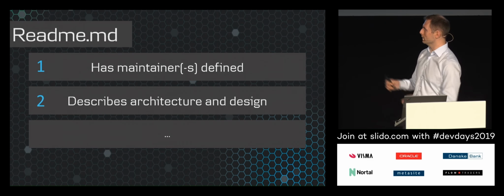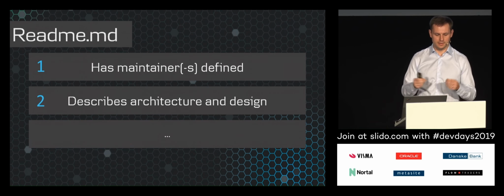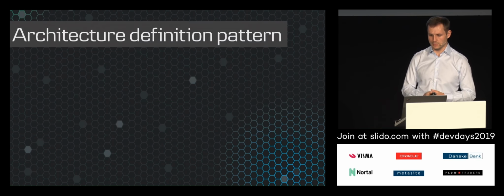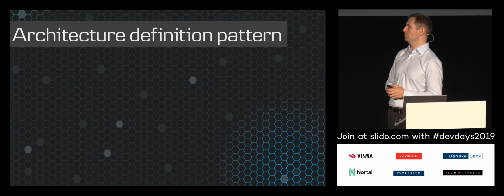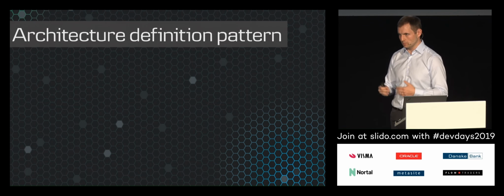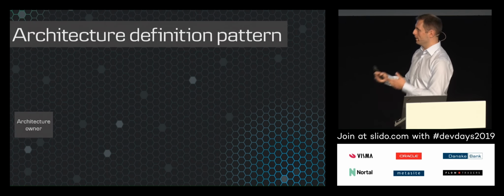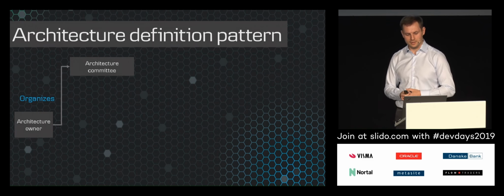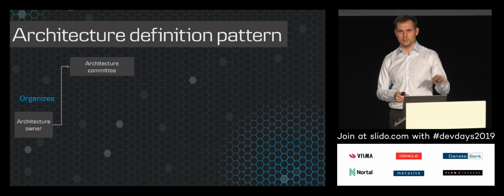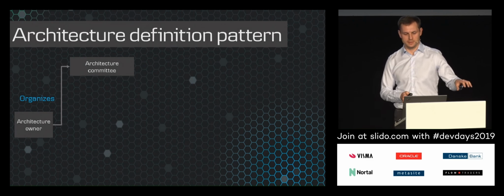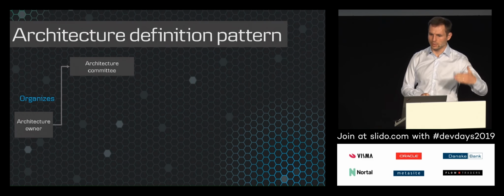So now we go to the meat, the main point that I was leading you to. This is what we call the architecture definition pattern. And it might be a bit brain damaging if you look at the whole, so I will go step by step. We have the architecture owner, who organizes the architectural committee. That person needs to be good at organizing and making sure that it's progressing forward.